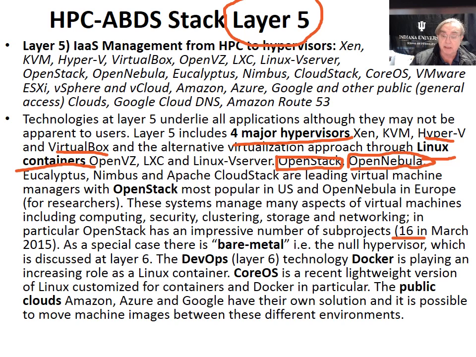Bare metal is implicitly defined here, and the DevOps layer is how you will take whatever's at this layer and build upon it. And we mentioned Docker already. CoreOS is an interesting lightweight version of the Linux operating system, customized for containers and in particular Docker. And of course, we have the famous and critical public clouds. Amazon's dominant, but Azure and Google are also very important players, and they have their own infrastructure at this layer. And then when we come to DevOps, we'll learn how to move things between these different solutions.